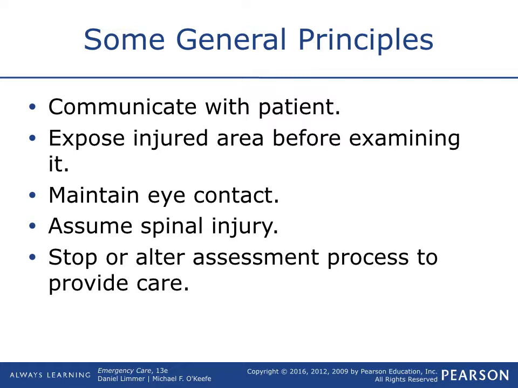Communicate with the patient. Expose injured areas before examining. When you do your assessment, you're cutting clothes off and exposing all the wounds, so get eye contact. Assume spinal injury and stop or alter the assessment process to provide care. As you're going through the head to toe, you get them boarded, you're in the ambulance now, you're doing a secondary assessment, then another assessment. You take care of all the life threats, keep going in assessment, and if you have to change how you're providing care, do it. If something else pops up, like their blood pressure is tanking right now and it wasn't on scene, you've got to alter how you're taking care of that patient at that time.